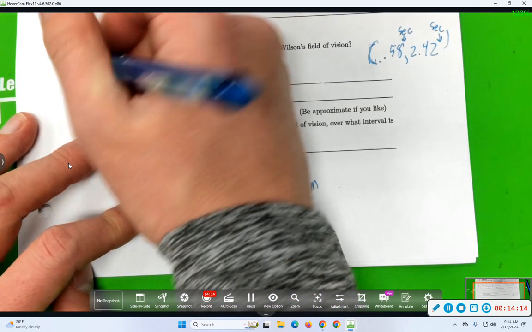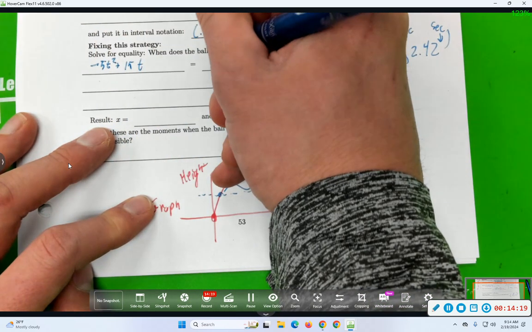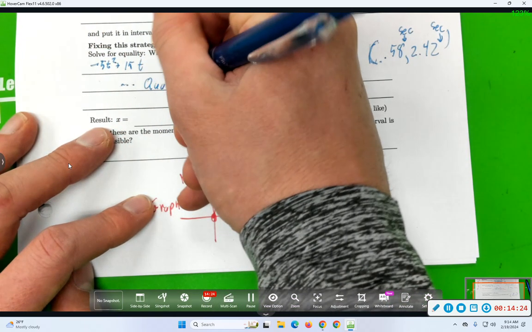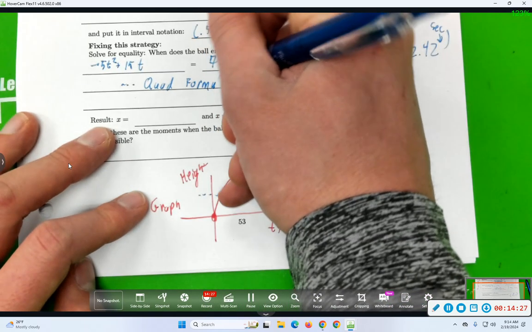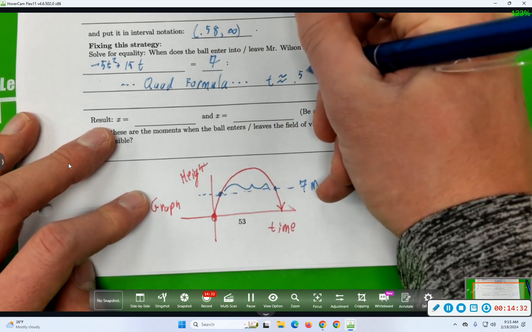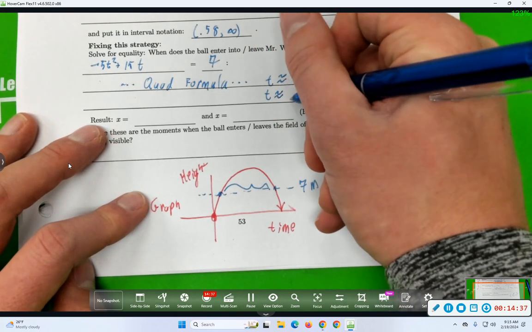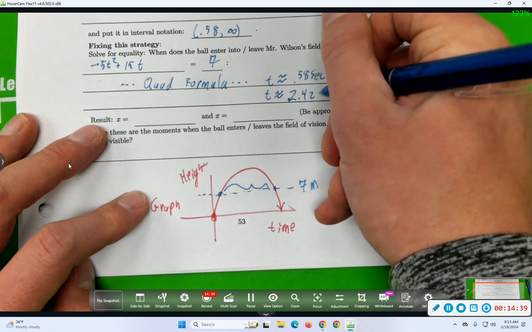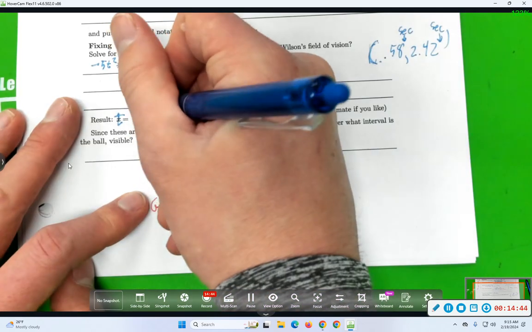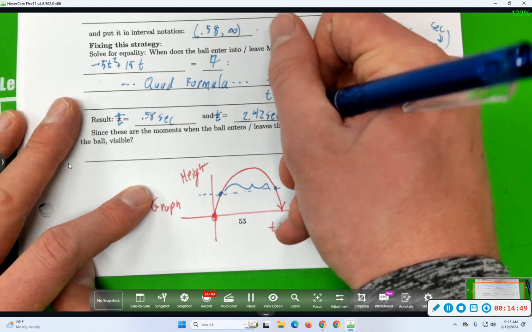Why? Well, it's because we just need to solve height, negative 5t squared plus 15t equals 7. We just used the quadratic formula already. It's at t about 0.58 seconds and t about 2.42 seconds. Those x's should be t's: 0.58 seconds, 2.42 seconds.